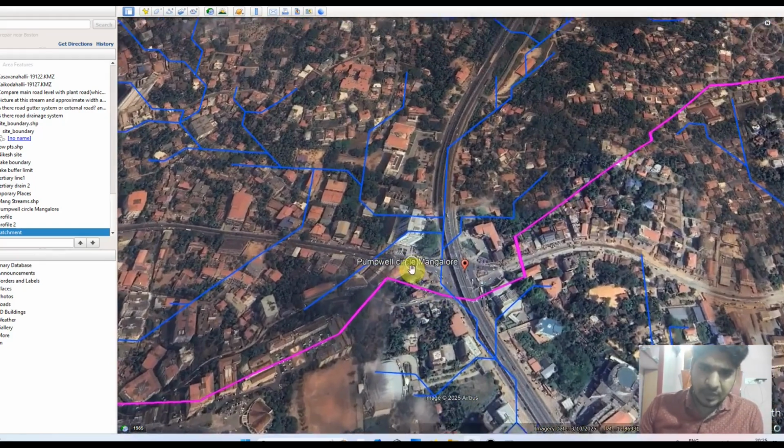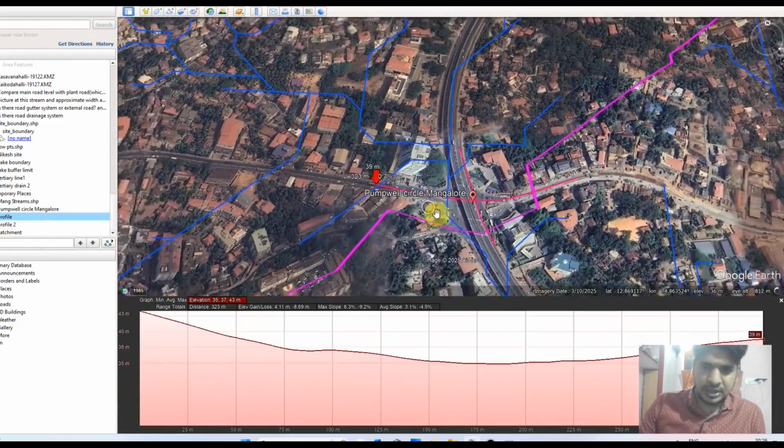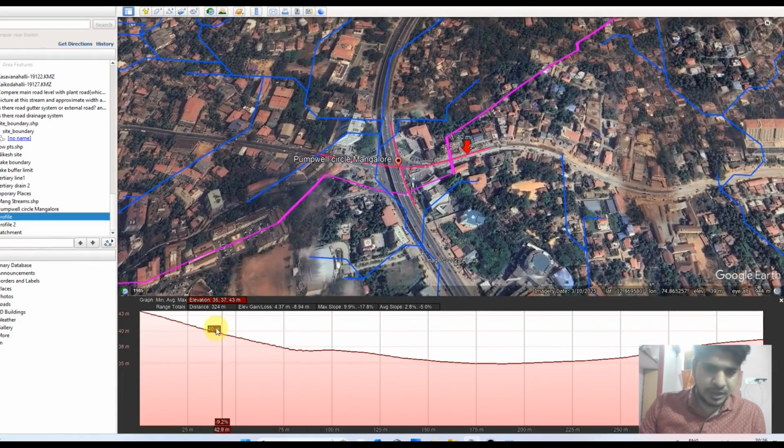I have considered the longitudinal and vertical profiles of this roadway junction. These are the two profiles I have, profile 1 and profile 2. This is profile 1 which I am showing you now. Can you see here? This is the lowest point, 35 meters, around this roadway junction, and then it goes up again. Whatever water comes here gets stagnated here, when I consider the east to west profile.